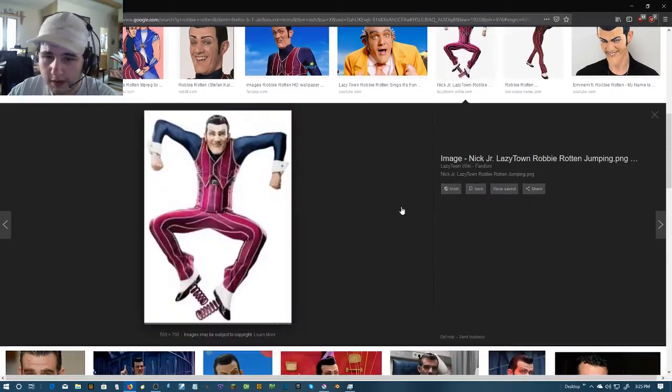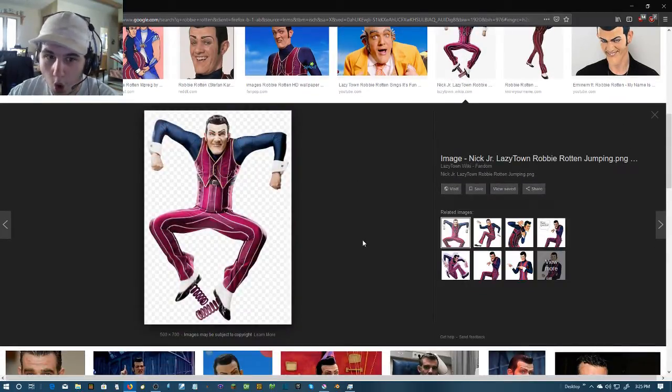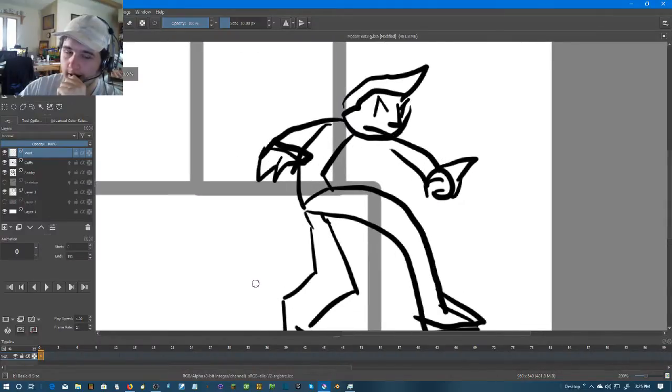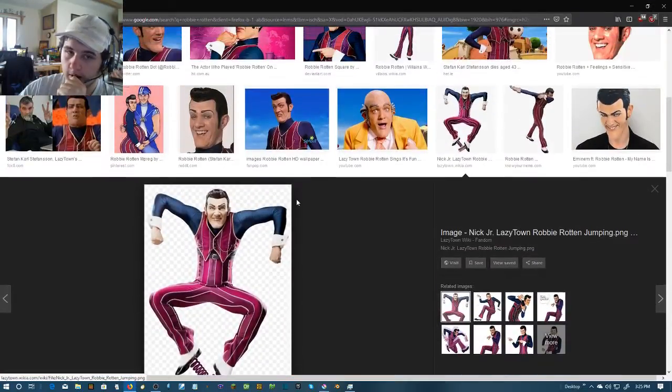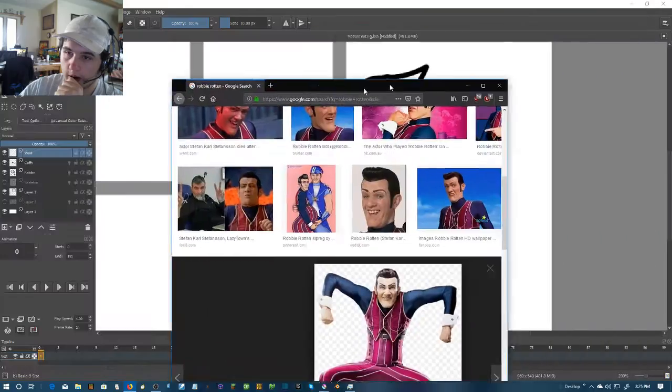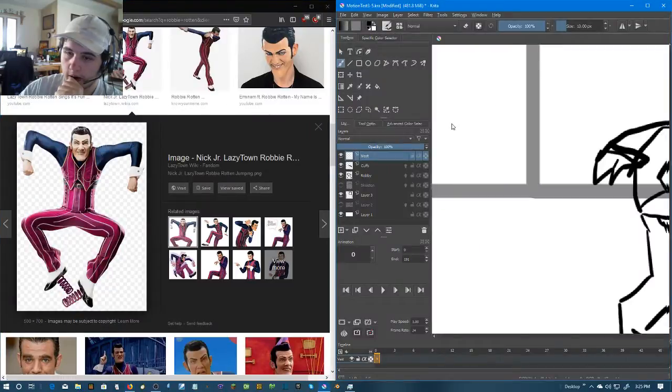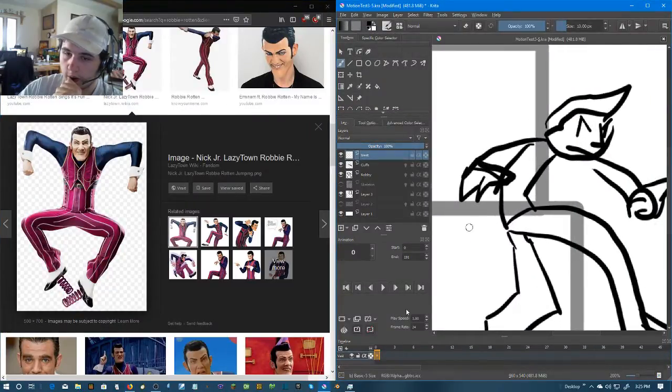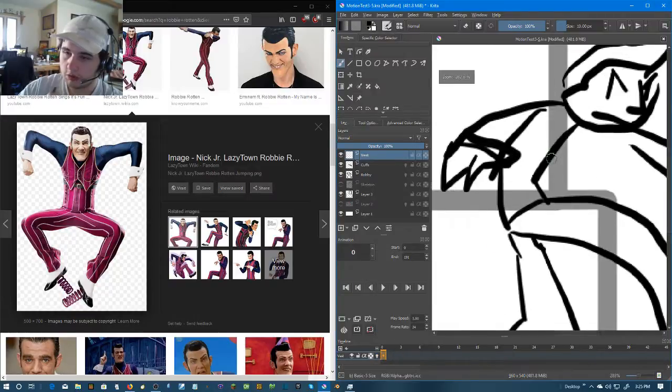Wait a minute. Oh, he has a belt! Oh, I just could have done that. I could have given him a belt. And dang it. Blank frame.